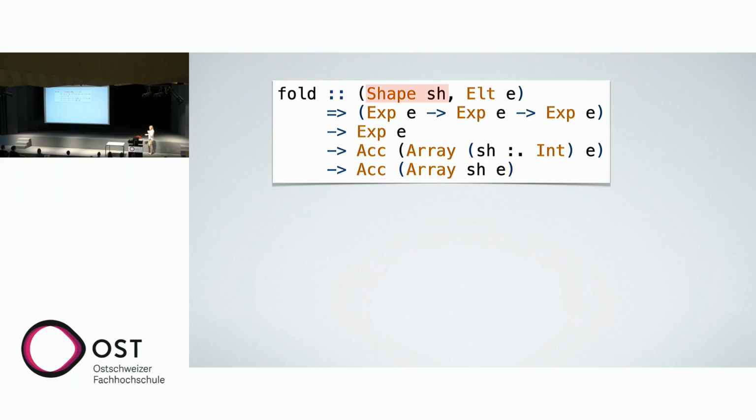Then if we look at the type of fold in particular in a bit more detail, we can see a bit more. So in addition to this Elt constraint on the element type, we have this shape type. And what you can see is that what fold actually takes is not a one-dimensional array and returns a scalar, but it returns an array of dimension n plus 1. So this shape is basically a SNOC list of the dimensions. And then it reduces the innermost dimension of that. And that happens in parallel for all the elements together.